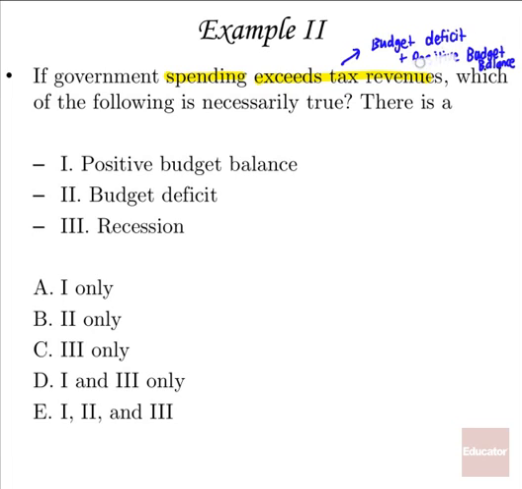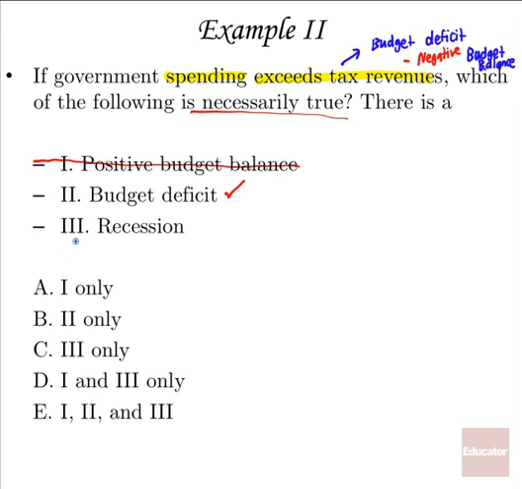So it's not a positive budget balance. In fact, it's a negative. It's not good. It's a negative budget balance. Okay. So which of the following is necessarily true? So is it a positive budget balance? That is absolutely incorrect. It's a negative budget balance. Is it a budget deficit? Absolutely. Is it a recession?